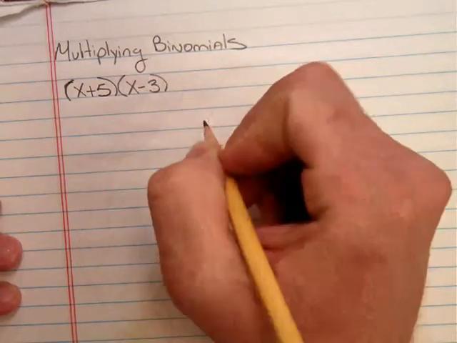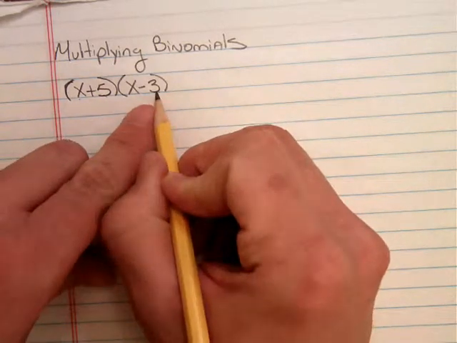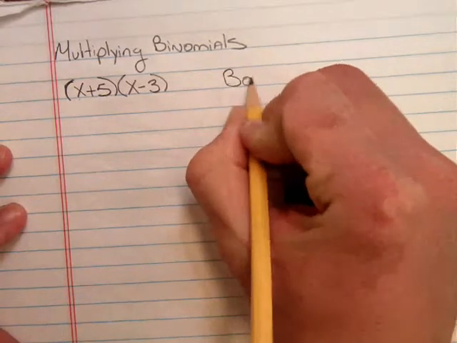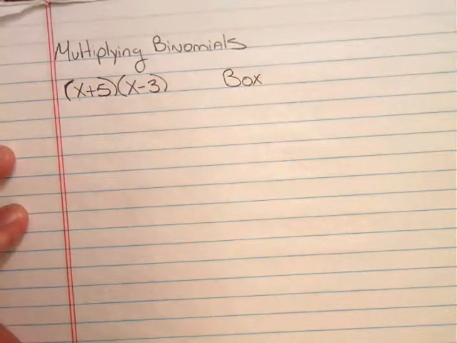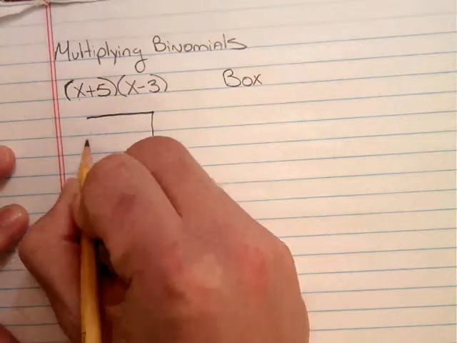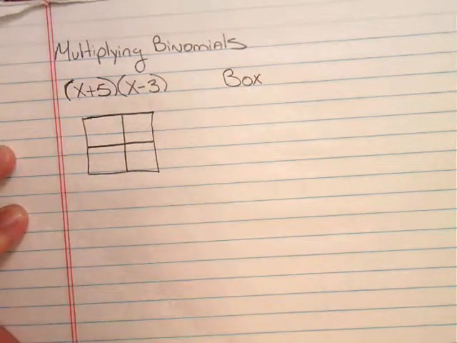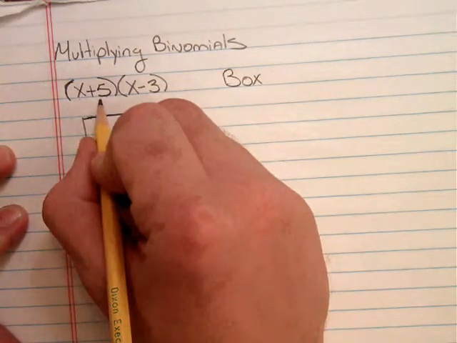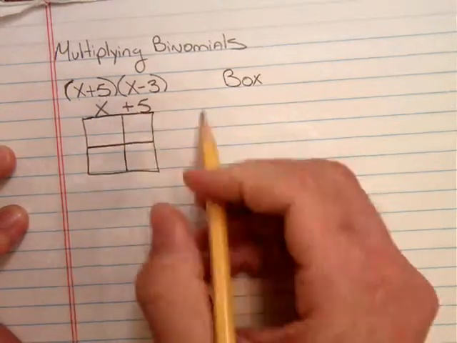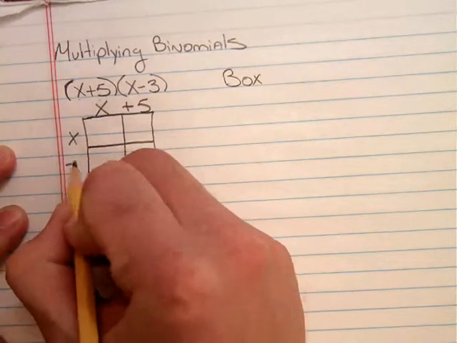We call it a binomial simply because there's two terms within the parentheses, and again two terms within the parentheses. Multiplying these, we're going to use the box method. The box method is nice and organized, so it makes it really easy to see what to do. How we start is we create a box and break it into 4 parts. I'm going to take the first binomial and lay it across the top, x plus 5. I'm going to take the second binomial and put it down along the side, x minus 3.